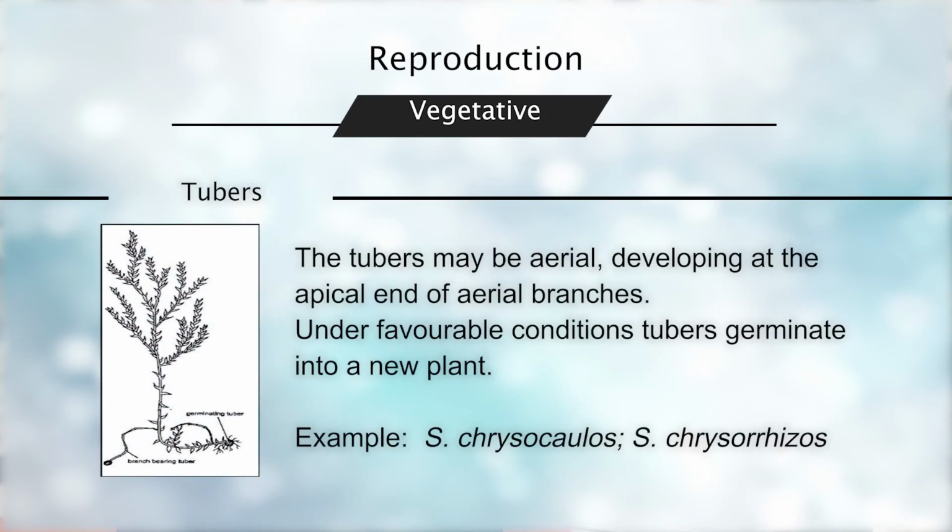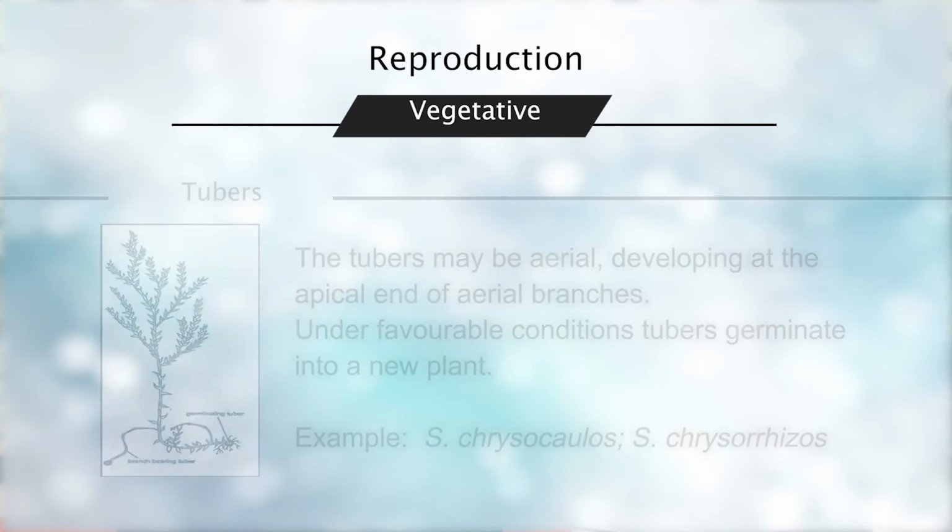The tubers are aerial and are present in this root structure. See, here it's the particular tuber. This tuber can again, under favorable conditions, form a new plant.